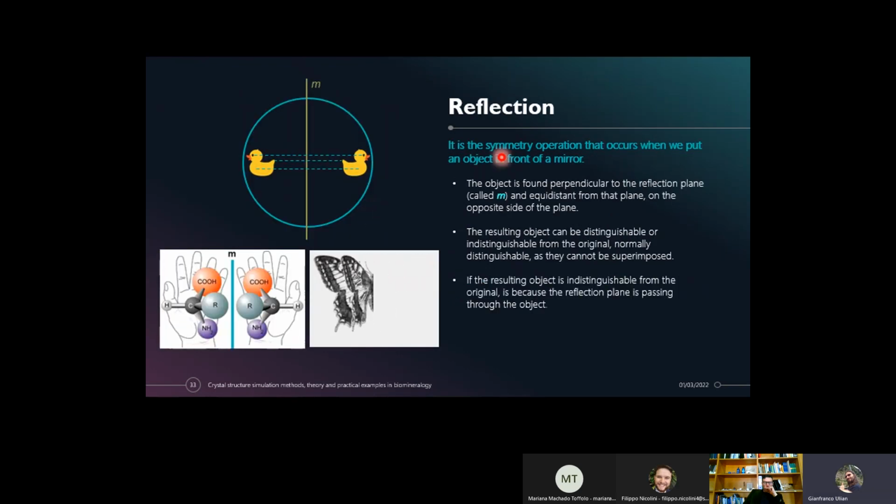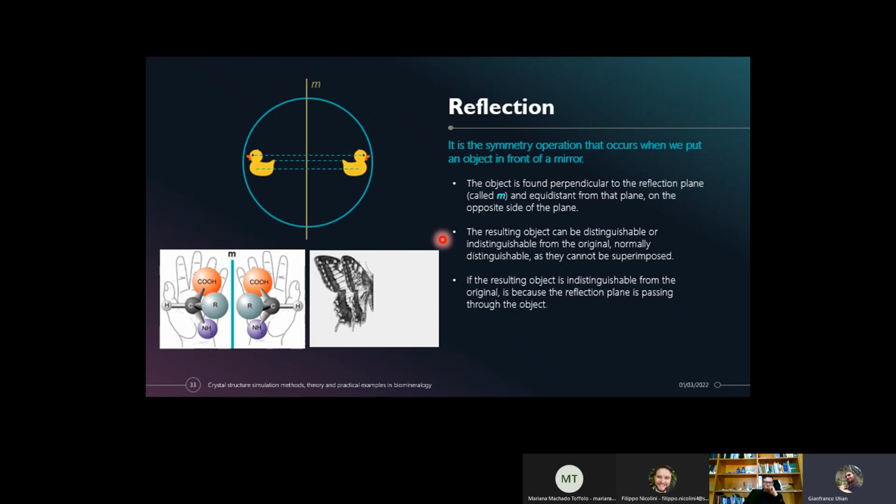Reflection. Obviously, in this case, we have a plane that acts as a mirror. So each point is reflected to the other side of the mirror. For example, let's take the eye of the duck. The orthogonal distance of the eye with respect to the mirror plane is a certain distance. We go along the same direction, and at the same distance we should find the eye of the duck. This is the reflection.